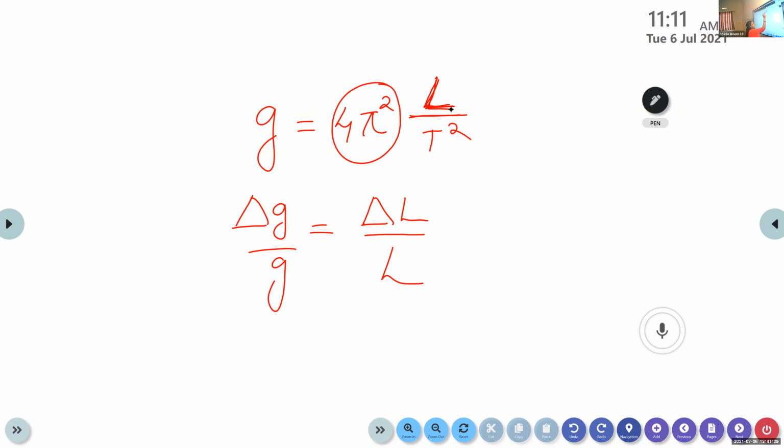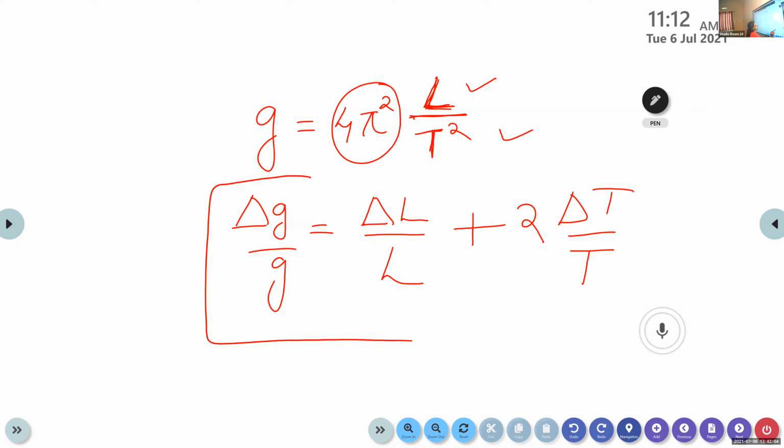So here L divided by T square. Here the two individual quantities are divided. So the relative error in the final product is the sum of the relative errors of these individual quantities, that is delta L by L plus, here we have T square. So we can apply the third rule. Any physical quantity raised to a power, the relative error is the power times the relative error of that physical quantity. That is 2 into delta T by T. So this is the relative error of G. Is it clear?